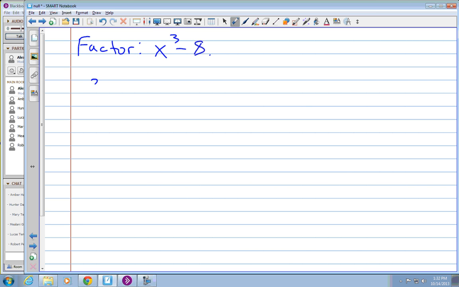Because look, if I put 2 on the outside, what are the coefficients? Well, 1, 0, 0, negative 8. So if I run the synthetic division through that, 1 comes down, 1 times 2 is 2. Add the two numbers, you get 2. Multiply again, you get 4. Add the two numbers, you get 4. Multiply again, you get 8. Add, you get 0.